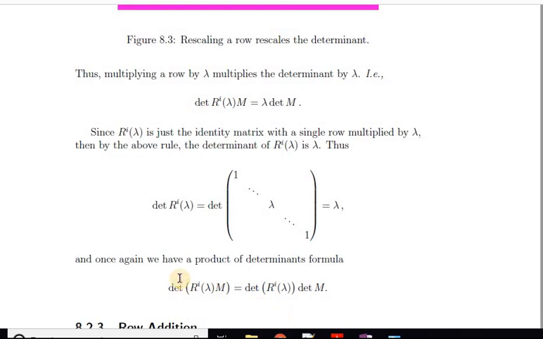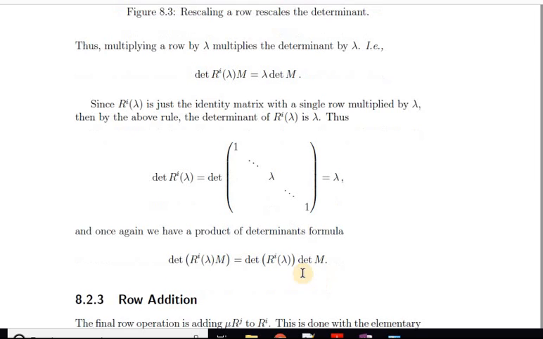So again, we have this formula that the determinant of the product, Ri M, is the determinant of the row operation matrix times the determinant of the original matrix. Okay.